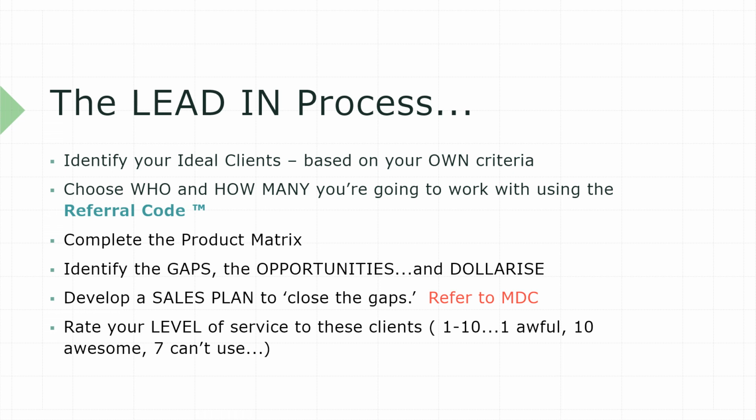Once you've done all that, rate your level of service to these clients on a scale of 1 to 10, 1 being awful, 10 being awesome, and 7 you can't use. In other words, you can use 1 through to 6, you can use 8 through to 10. 7's just sitting on the fence. You've got to be an 8 or you've got to be a 6. So you've got to make a decision around that.